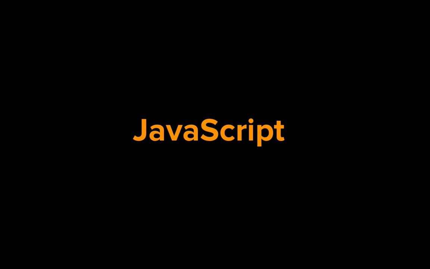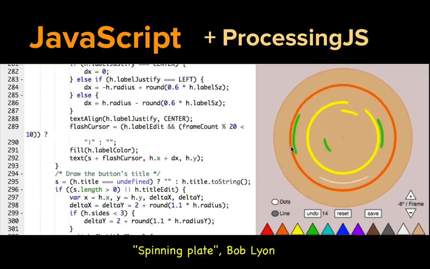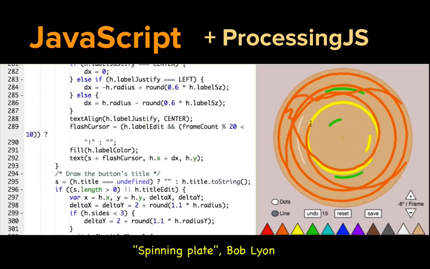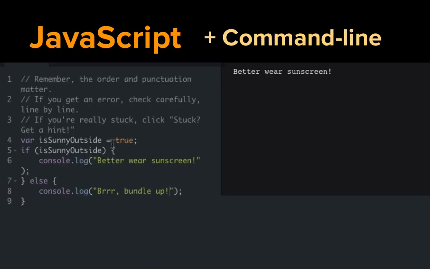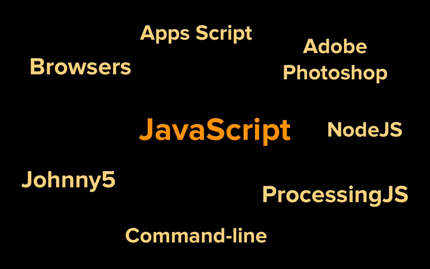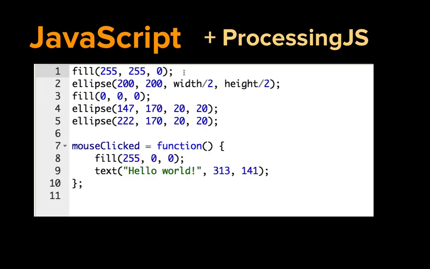If you learned JavaScript here on Khan Academy, then you learned it in the Processing.js environment to make drawings and animations. If you learned it somewhere else, like on Code Academy, then maybe you learned it with a simple command line environment. Each environment comes with its own set of functionality and global variables. For example, in Processing.js, there are many functions just for drawing and animation, like fill, ellipse, mouse clicked, and text.